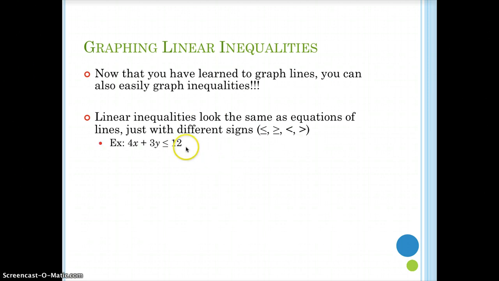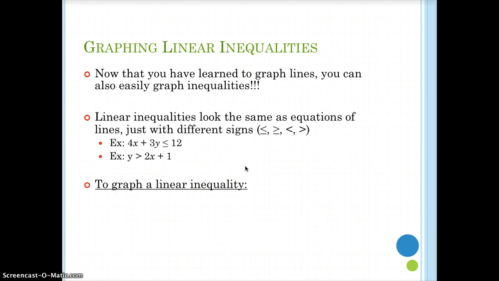Here's an example of a linear inequality. This one in particular is in standard form, which we're already used to. But the inequality part is just here with the symbol less than or equal to. Similarly, we can also have linear inequalities in slope-intercept form. This one here, y greater than 2x plus 1.